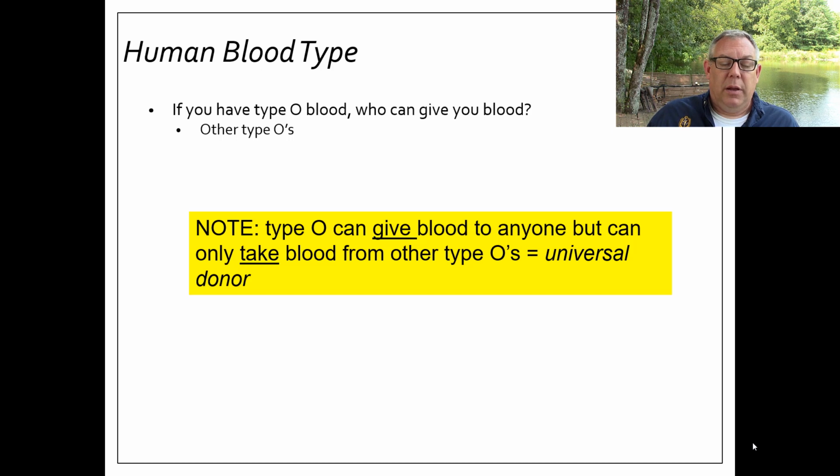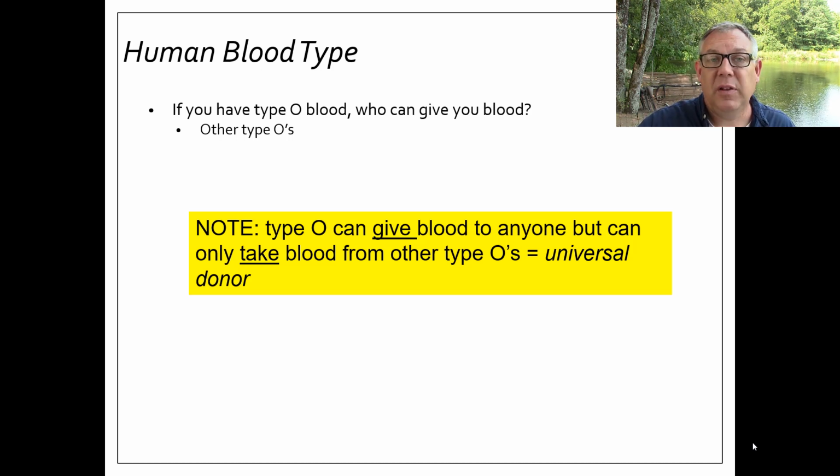If you got type O blood, who can give you blood? Just other type O's, right? If you got any kind of A or B or AB blood that's got proteins on it that your body does not make, your body's going to recognize those proteins and attack them. But we said that type O can give to anybody. Type O is known as the universal donor. And so type O people can give blood to anyone because they don't produce any proteins.